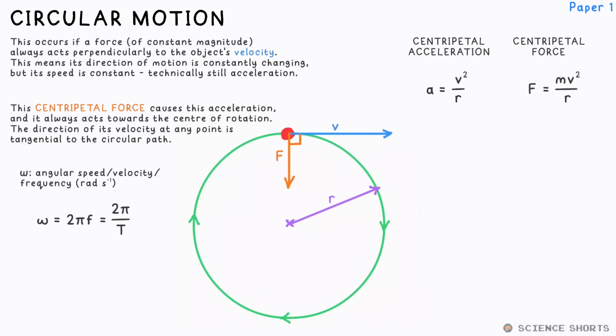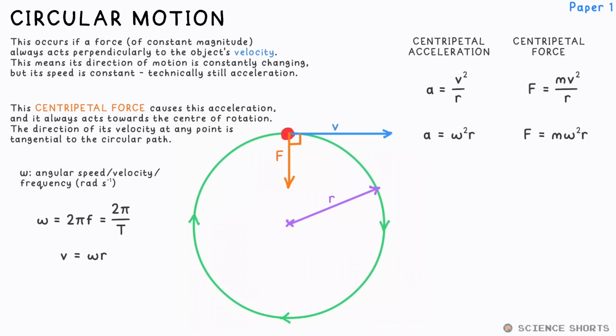It's also useful to consider its angular velocity, also known as angular speed or angular frequency. That's how many radians of the orbit are covered every second. We give it the symbol omega, a curly w. That's equal to 2 pi f, or 2 pi over t. How many radians per second? That means that v equals omega r. This is actually a very important equation that people often forget.